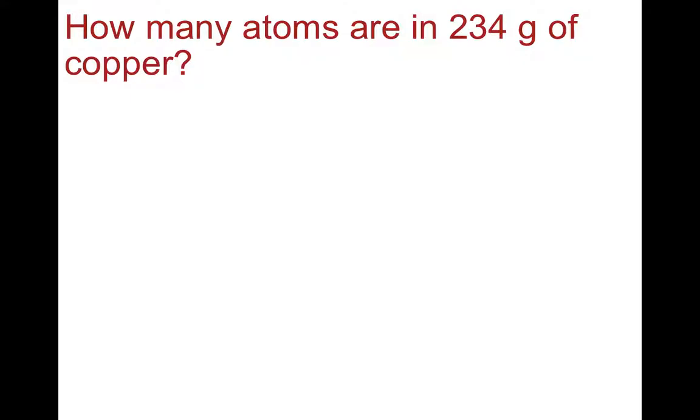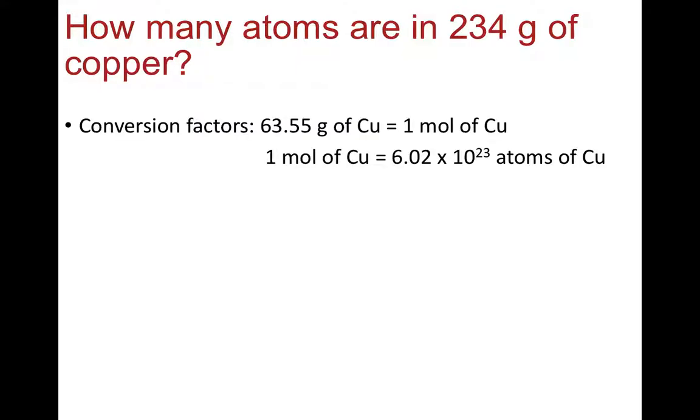Now let's see how you would apply this in a problem. In a problem, like how many atoms are in 234 grams of copper, you would have to use dimensional analysis. And just like the first few problems we did at the beginning of this video, we need to set up our conversion factors. So our conversion factors for this newly learned unit that you just saw are 2 of them.